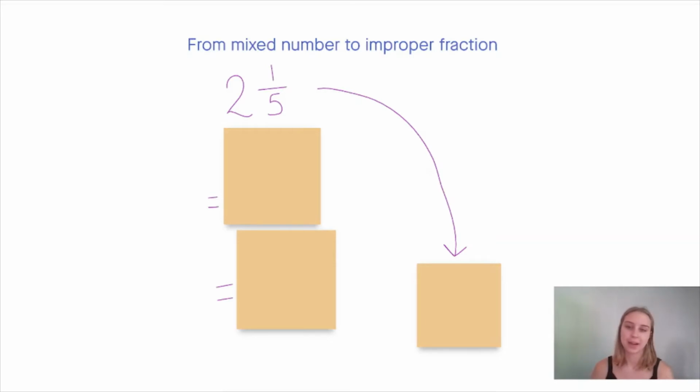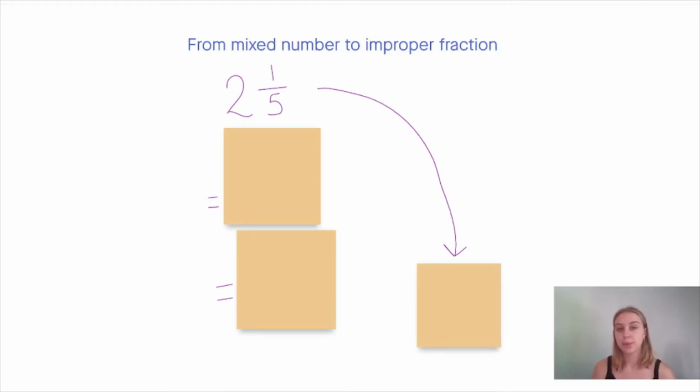Firstly, we're going to look at going from a mixed number to an improper fraction. The example we've got here is 2 1/5. It's important to note that the denominator, the bottom number, is going to stay the same for our answer, so it's going to be a certain number of fifths once we've converted it into an improper fraction. We just need to work out the top number.